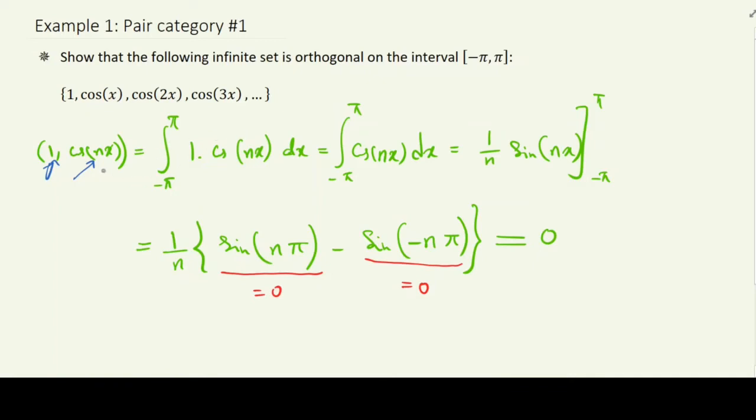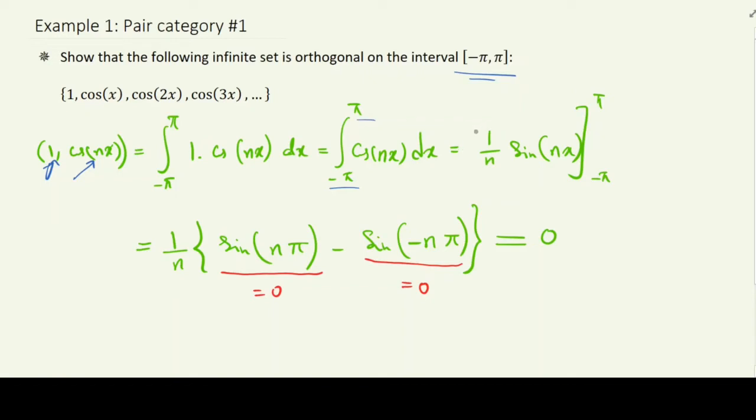And so from the definition, the inner product of these two functions is going to be the integral of the product of these two functions. So the integral of 1 times cosine nx dx, and the interval is minus pi to pi. So minus pi to pi is going to be the lower and upper bounds of this integral. And if you do the calculation, it's going to be just the integral of cosine nx dx from minus pi to pi.